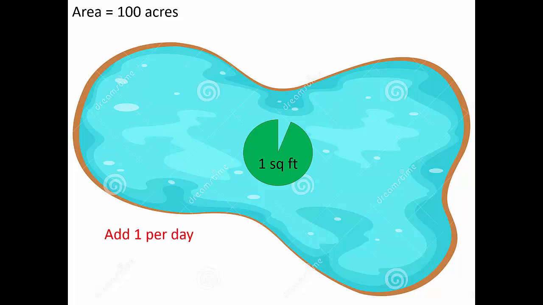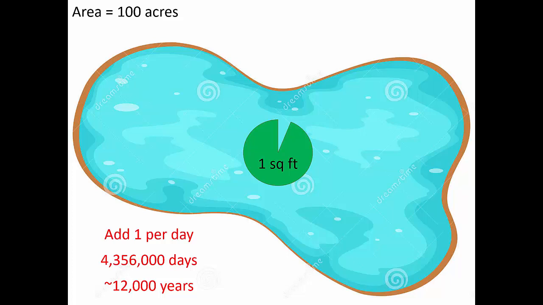Consider if we add 1 lily pad per day. How long would it take to cover the entire lake? Well, 100 acres, which is about 43,000 square feet, at 1 lily pad per day is going to take about 4.3 million days. Which comes out to roughly 12,000 years, so unless you plan on living that long, it's going to take a while to kill this lake. But that's if we add just 1 lily pad per day.